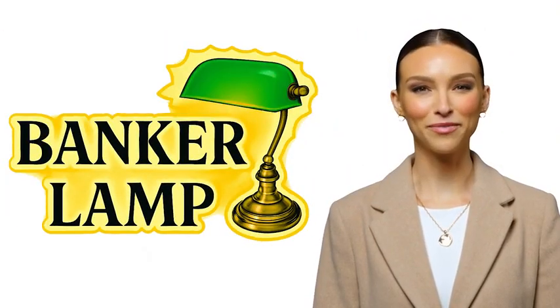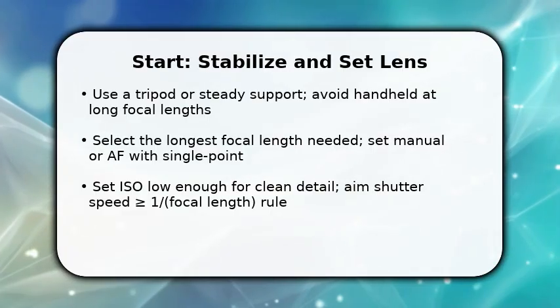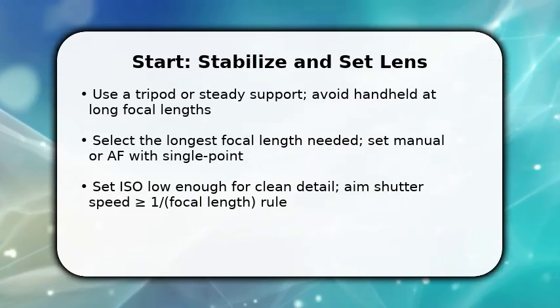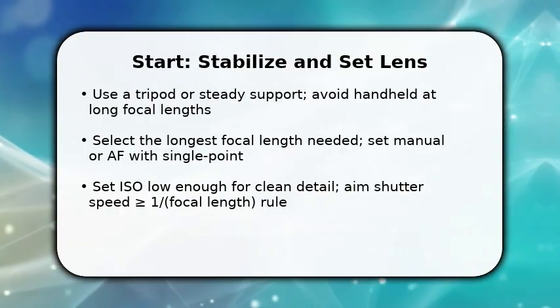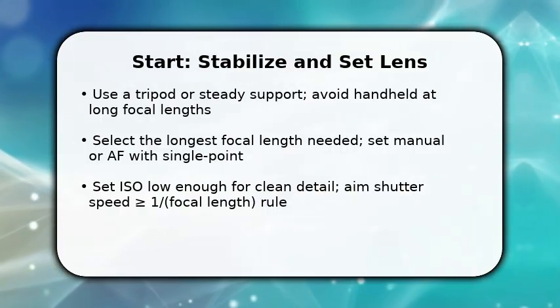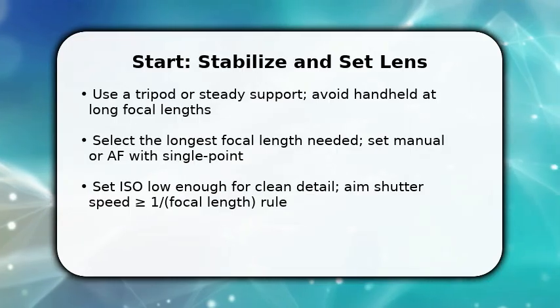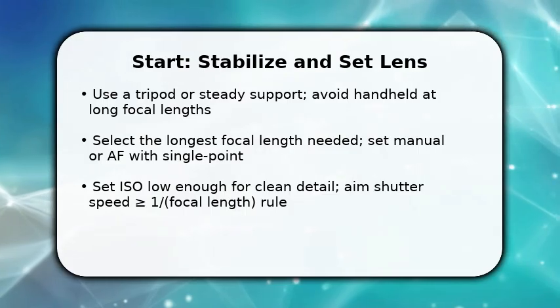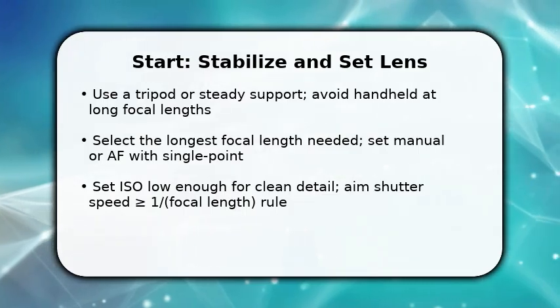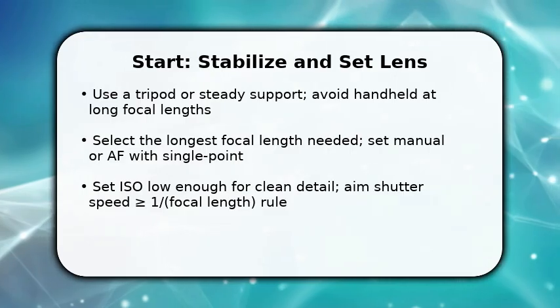Please enjoy the video. You start by locking down stability and choosing the lens and exposure that preserve detail. Mount the camera or phone securely, then select the focal length and framing you need. Once done, set ISO low to minimize noise and pick a shutter speed at least the reciprocal of focal length to reduce blur. Make sure autofocus uses a single point on the subject.